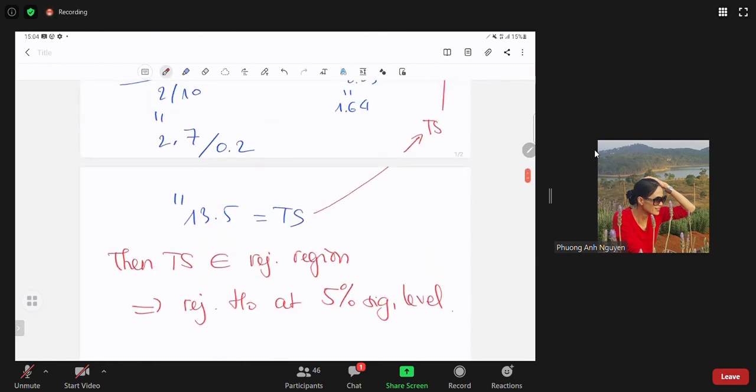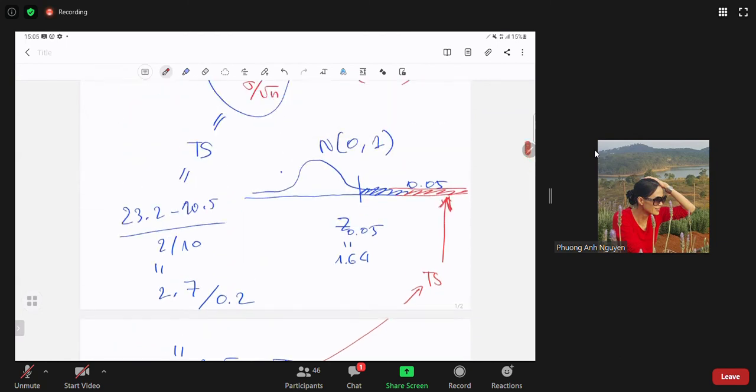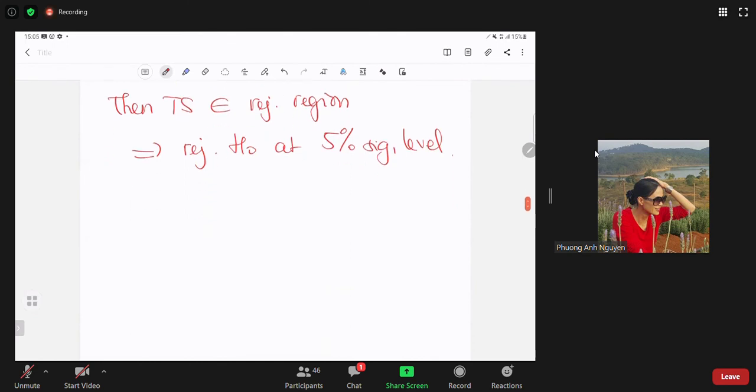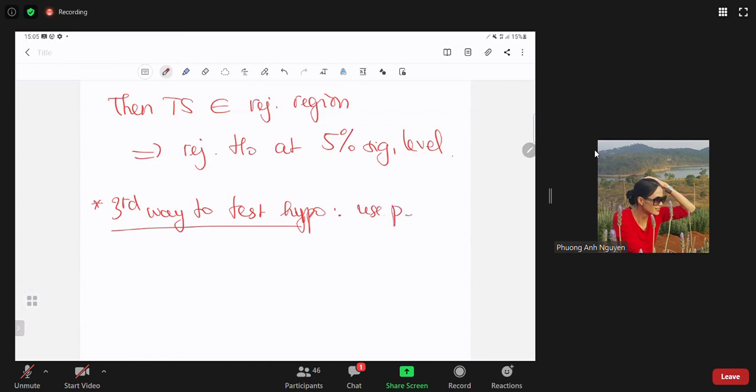However, there's another very convenient way, especially when you use a software package: using the p-value. What is the p-value? Well, the third way to test a hypothesis is to use the p-value. So what is the p-value?